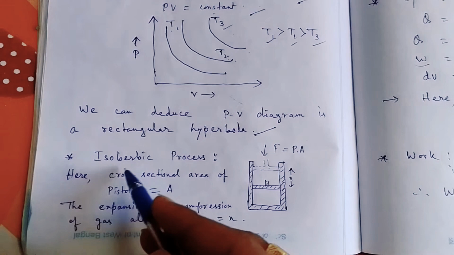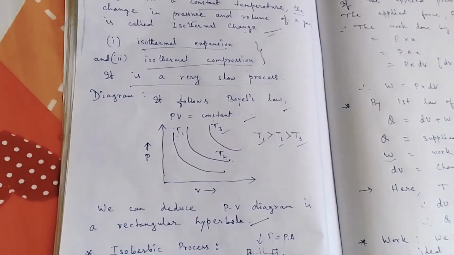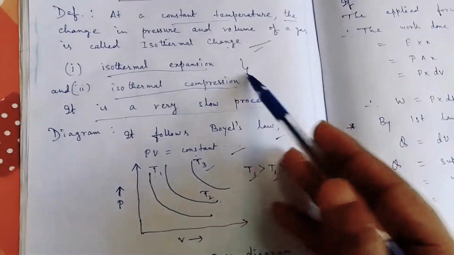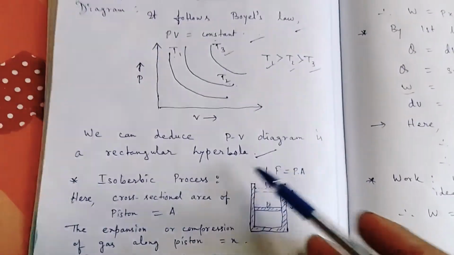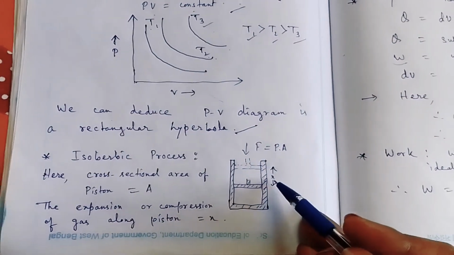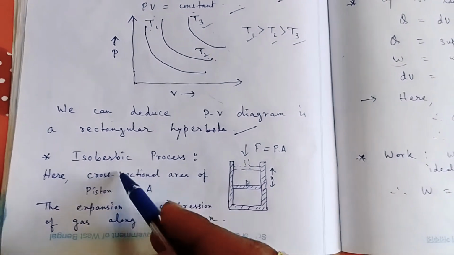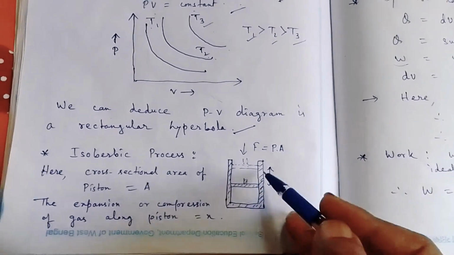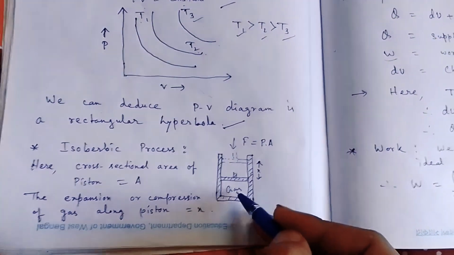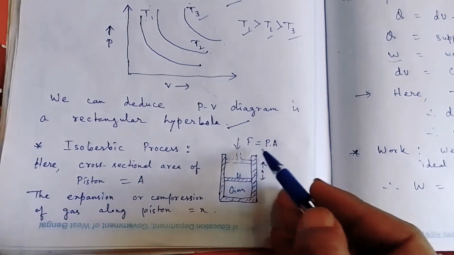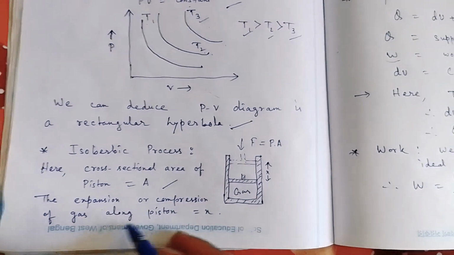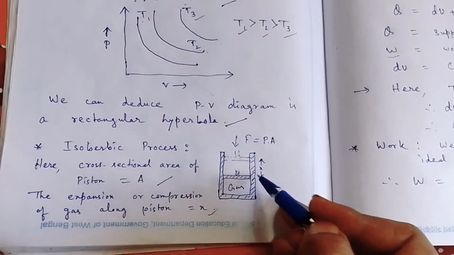To know about the isothermal change, we have to deduce the isobaric process. Here we will discuss the isobaric process. If we take a piston and a gas is taken in the piston, where the cross-sectional area of the piston is A and the expansion or compression of the gas along the piston is X.